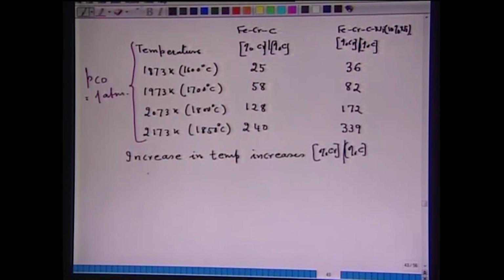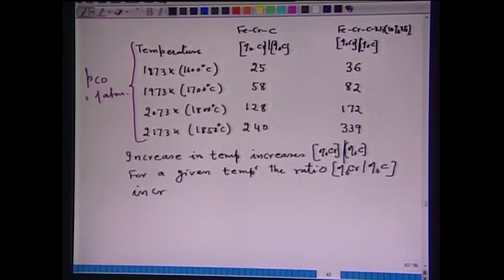Another point is that for a given temperature, the ratio of percent chromium upon percent carbon in the melt increases with nickel content. The reason is obvious, because nickel increases the activity coefficient of carbon.